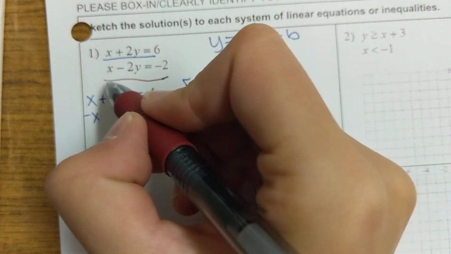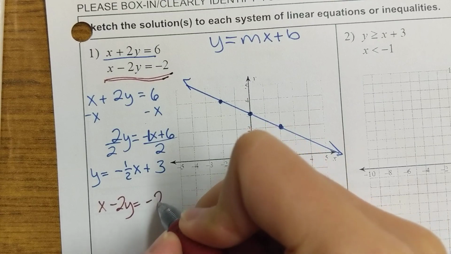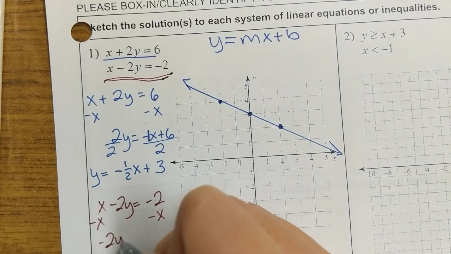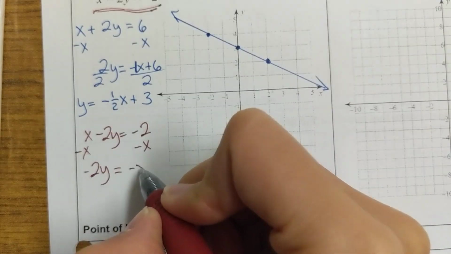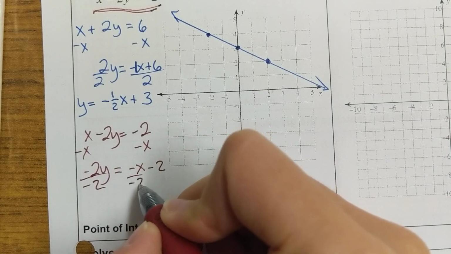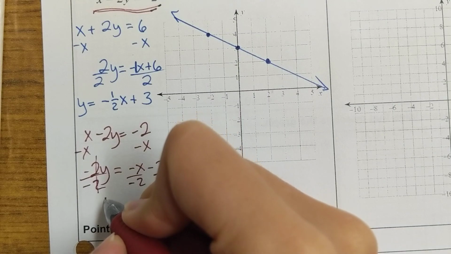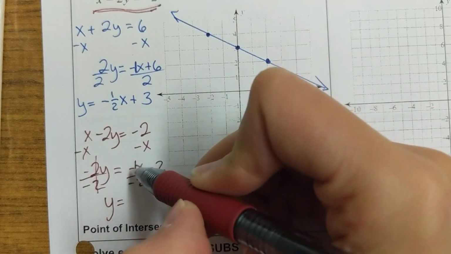Also, I'm going to rearrange this one as well. x minus 2y equals negative 2. Subtract x on both sides. Negative 2y is equal to negative x minus 2. We're going to divide both sides by negative 2, which means each piece gets divided by negative 2. Negative 2 over negative 2 is 1. y equals, all right, the number in front of here is a negative 1.